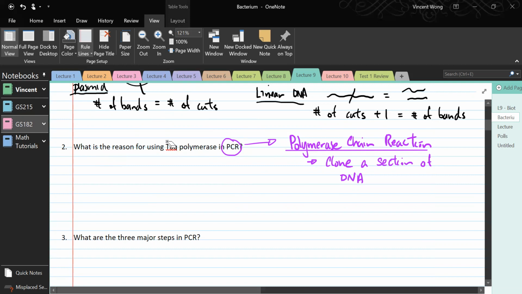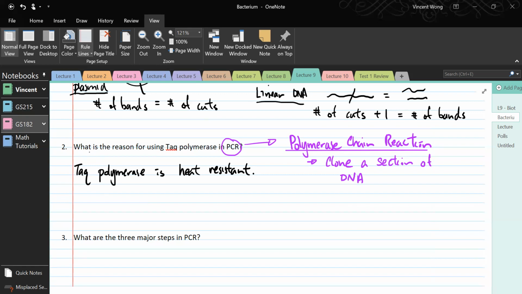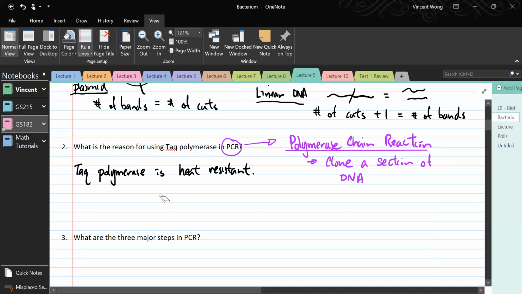So what is the reason for using Taq polymerase? Okay, so Taq polymerase is heat resistant. Taq polymerase was discovered from bacteria that live in hot springs. So their polymerase can withstand hundreds of degrees without breaking down. Right. So why do we need this?